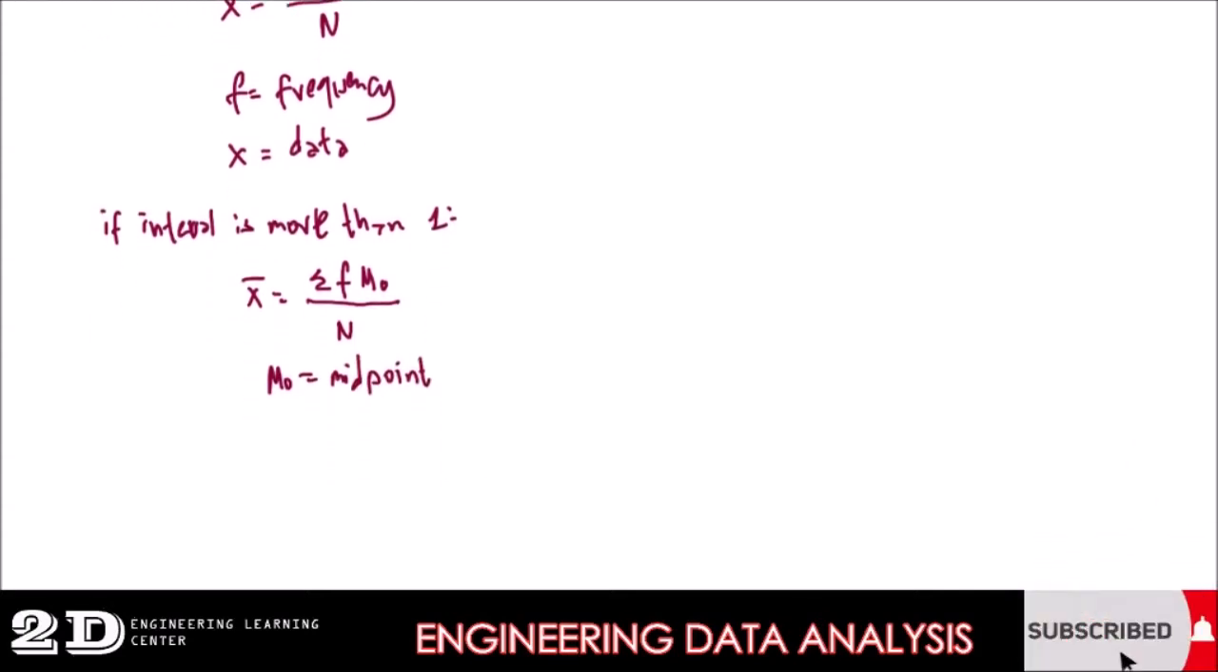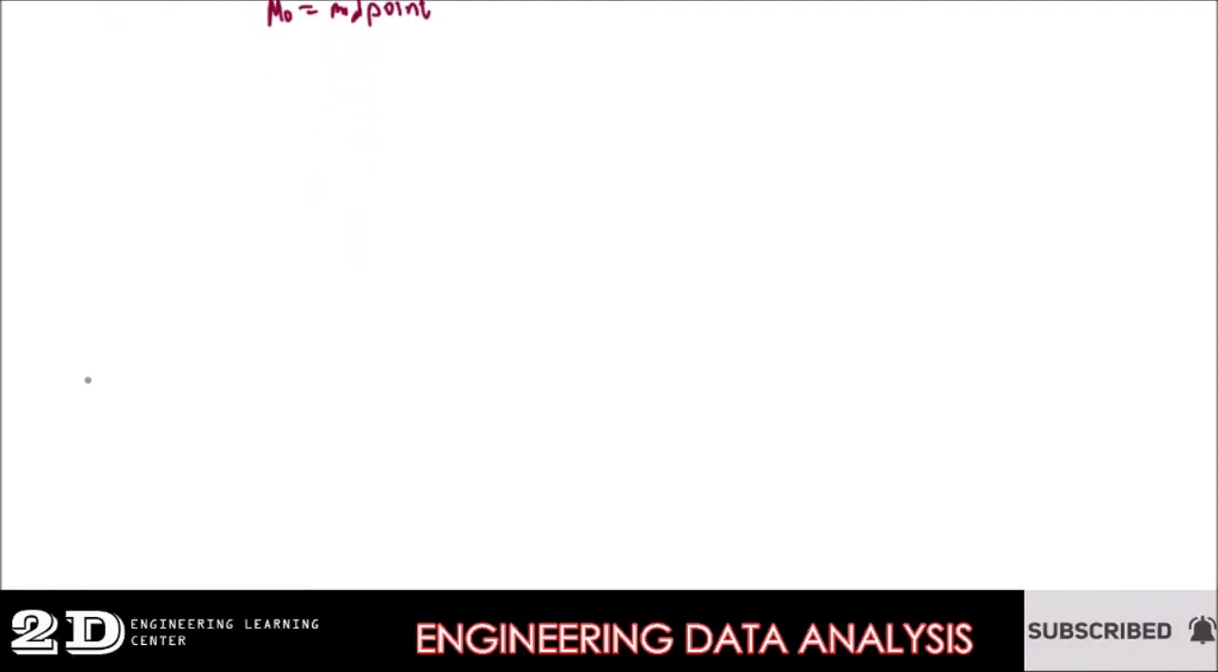So first let's have an example if our interval is equal to 1. For example, we have already done the frequency distribution table. So let's just write the table. So x, this will be our f, this will be our fx. Okay, so we have the data, so let's just write this one here.